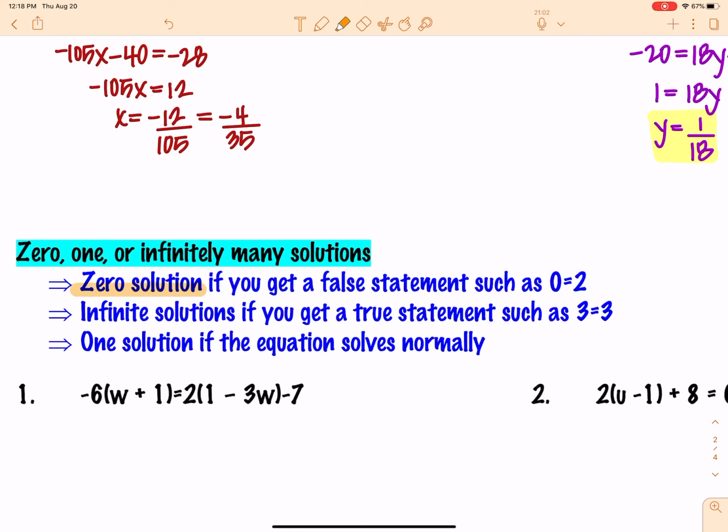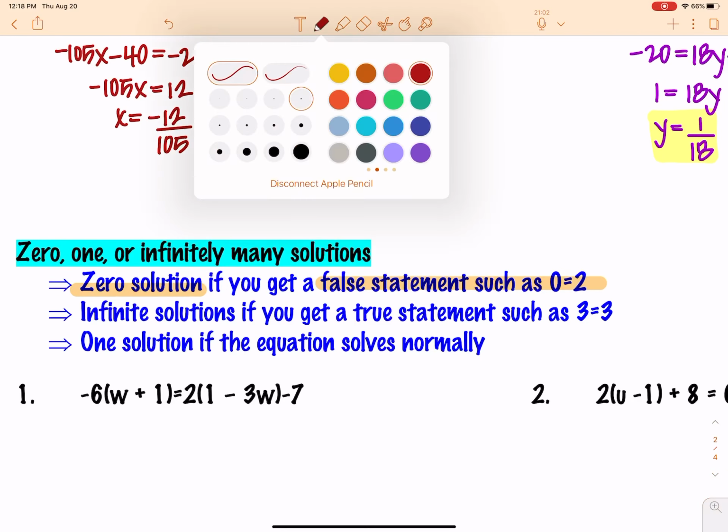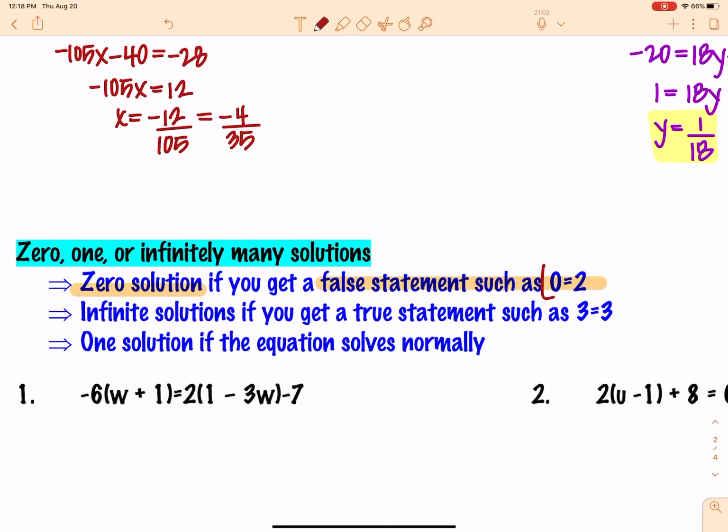And how would you ever say there are no solutions to this problem? That's if you get a false statement, such as 0 equals 2, 3 equals 4, something that doesn't make sense. And if you notice, there's no variable here because the variable has disappeared. So that's why you get a false statement. So like the x's cancel out and you get some weird equation that doesn't make sense.